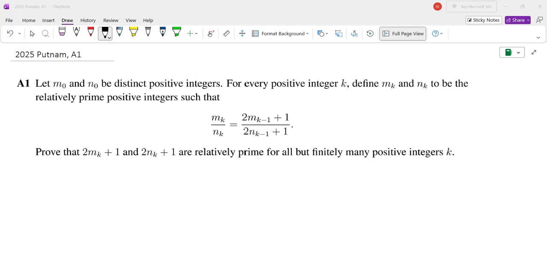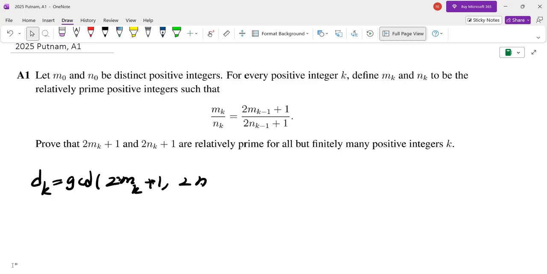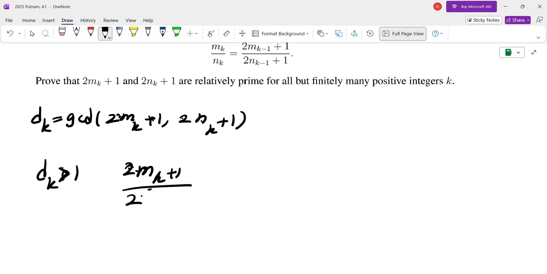Neither of them really worked, but when I combined these two ideas, I ended up getting a solution. So first, let's take dk to be the GCD of these two things, 2^mk + 1 and 2^nk + 1. I want to show that this dk is almost always 1. If dk is more than 1, what does that tell you? It tells you that when I look at (2^mk + 1) divided by (2^nk + 1), I would get m(k+1) divided by n(k+1).